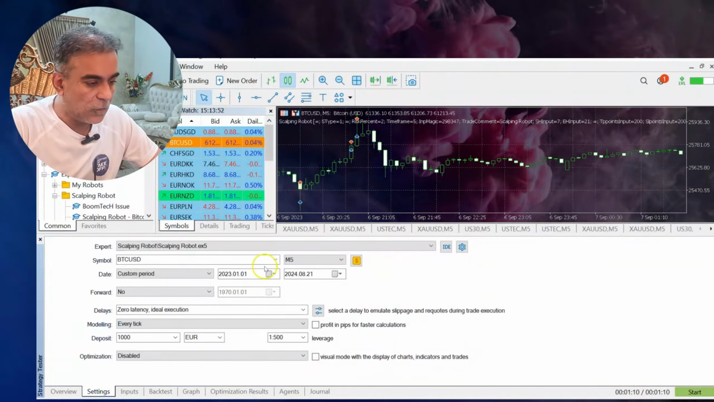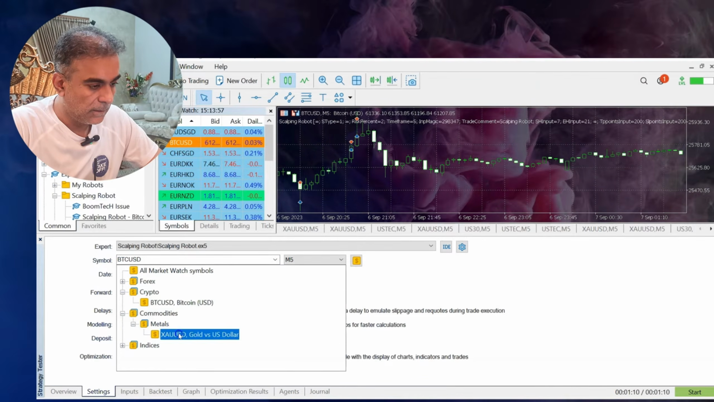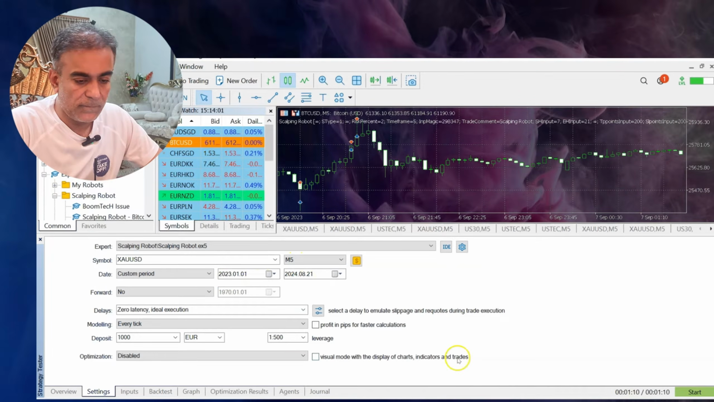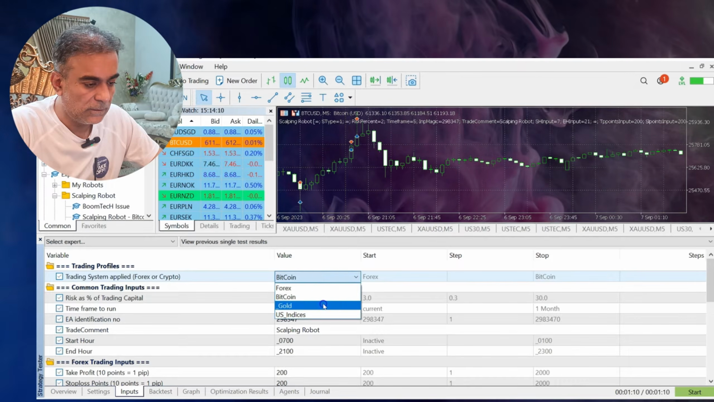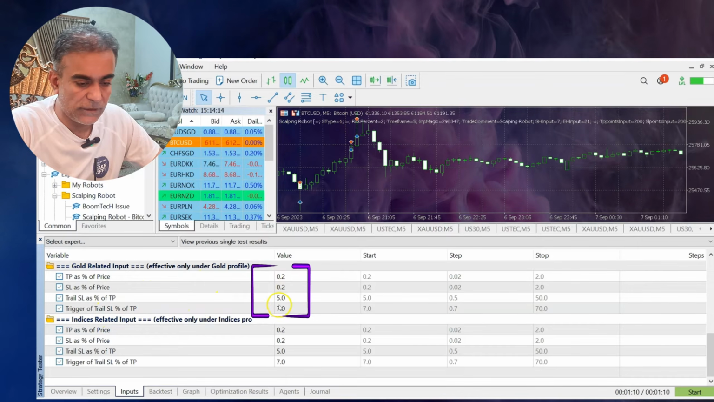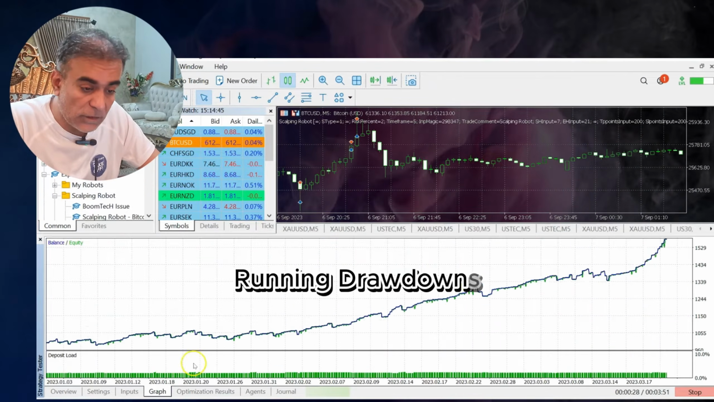Now let's look at gold. Again, 5-minute chart starting 2023 until 2024. On Inputs tab, we're going to select the profile gold, and thereby we're applying these inputs and not the Bitcoin inputs. Let's start. Once again, you see that there are no running drawdowns.